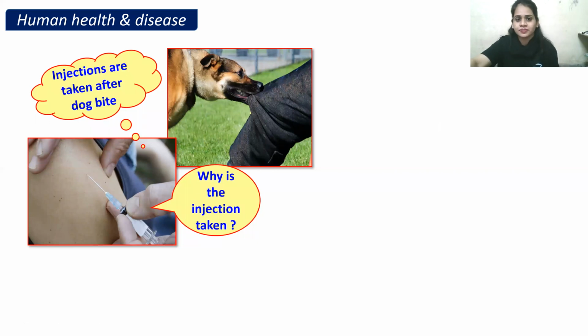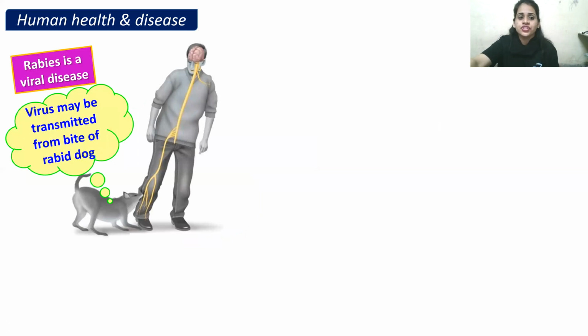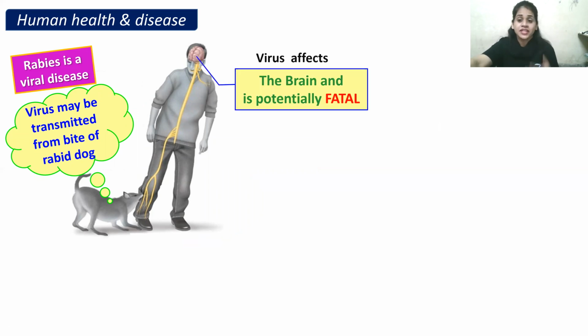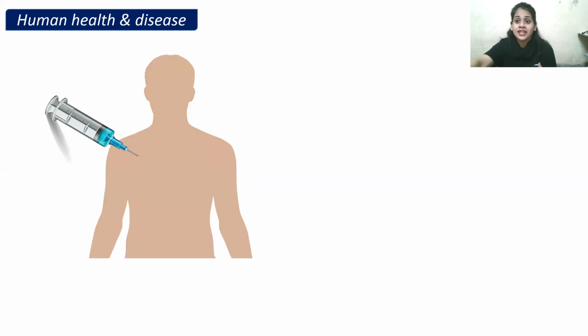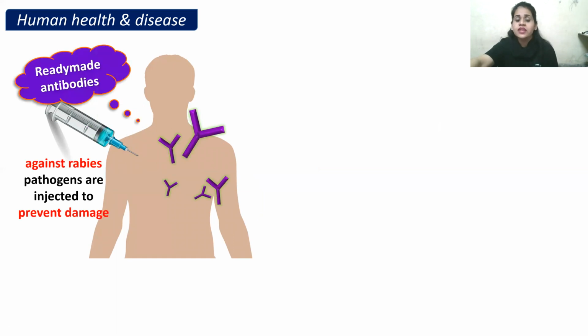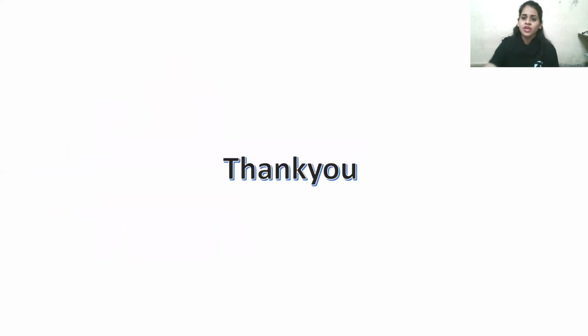Rabies is a viral disease which gets transmitted from the bite of a rabid dog, but only if the dog is having rabies, and it is a very fatal disease. The chances of survival in this disease are very less. Study about rabies, you will understand in detail. It's a very good disease. So that is why, to protect the person from rabies, we give ready-made antibodies prepared from a hyper-immunized horse.